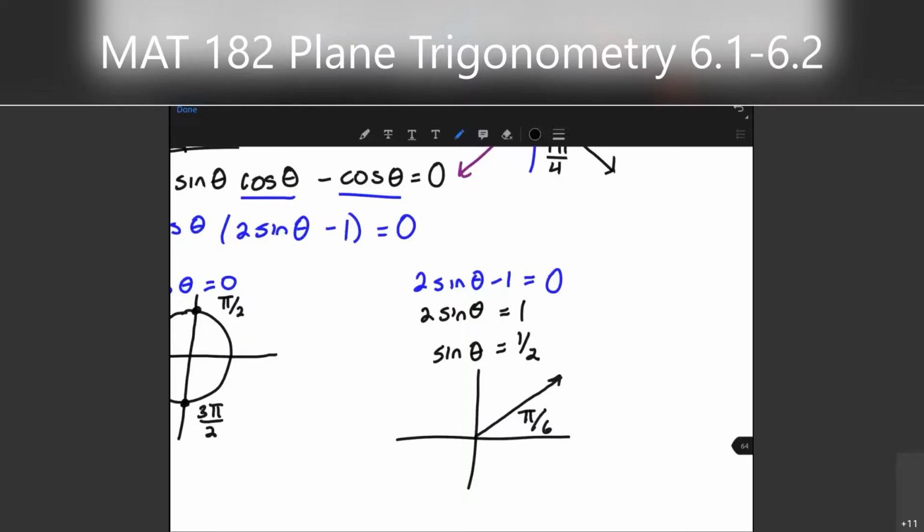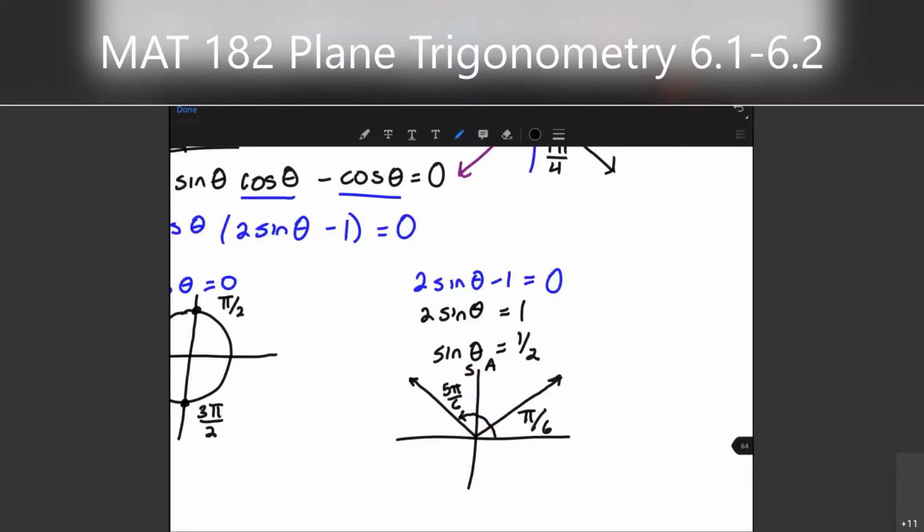And what would be a second solution that we would get for positive 1/2? 5 pi over 6, right? The second quadrant solution. Same reference, it would give us 5 pi over 6. So we have two solutions for that.